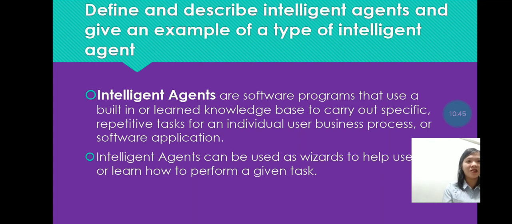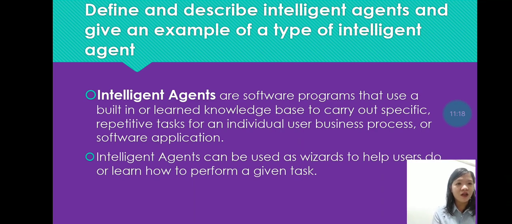Define and describe intelligent agents and give an example of a type of intelligent agent. So, ito naman yung IA, which is intelligent agents. Intelligent agents are software programs that use a built-in or learned knowledge base to carry out a specific, repetitive task for an individual user, business process, or software application. Intelligent agents can be used as wizards to help users do or learn how to perform a given task.